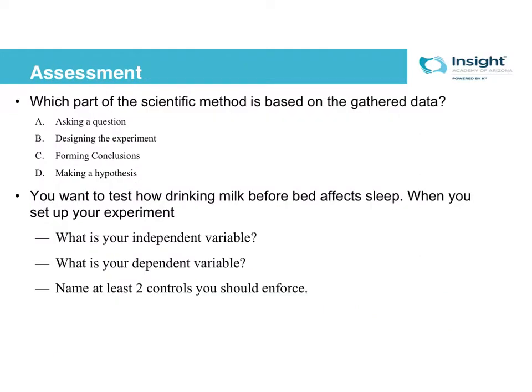All right, so a couple of just more practice. This next one, I know you're going to see something similar to this on your quiz. So which part of the scientific method is based on gathered data? For this one, think through your different steps. One thing just to help you interpret the question: it's based on gathered data. Gathered is past tense, which means the data is already collected. So of these steps, which one would occur after collecting the data?